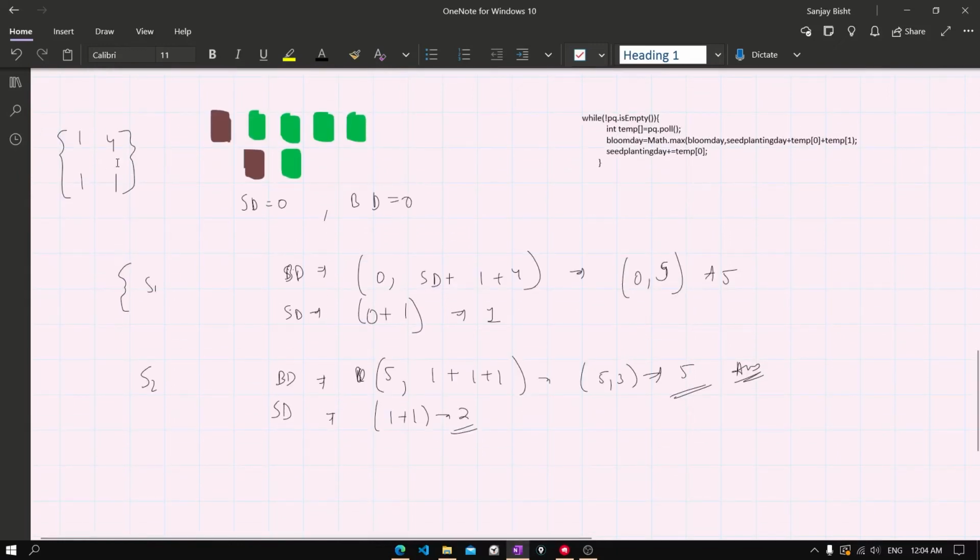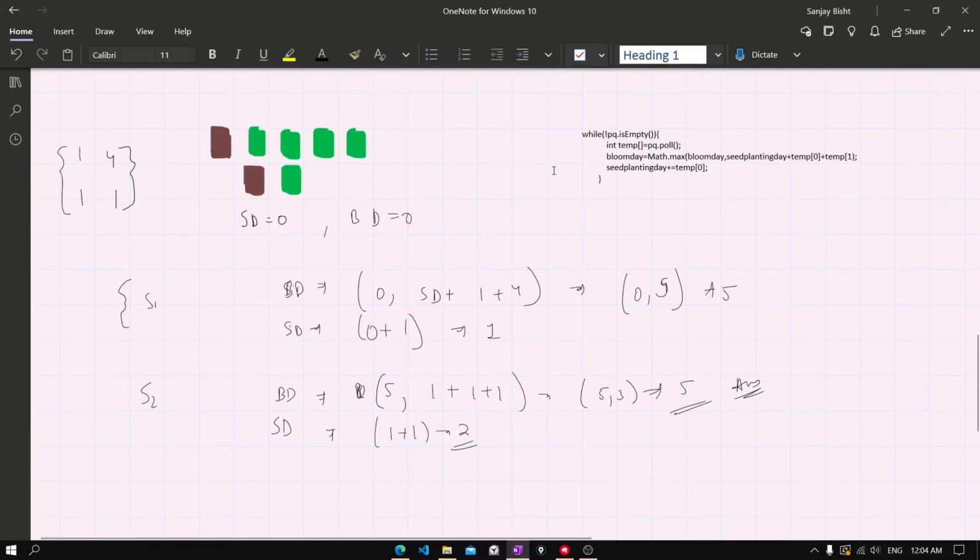Let's take this example, 1 4 1 1. We have sorted this by the grow time. This is the grow time, and this is the plant time. The first one takes this plant time and this grow time, and it blooms on this day, which is the fifth day. For the second one, we have this plant time and this grow time.